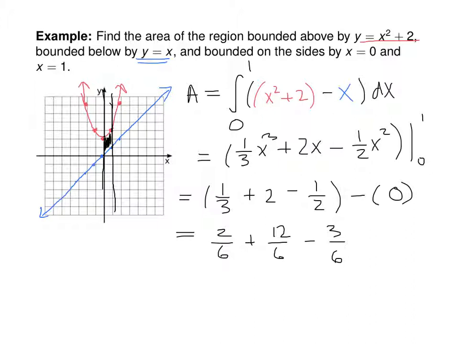is 11/6. And as we said earlier, that area is approximately 2, so since 11/6 is approximately 2, that sounds like a reasonable solution. Alright, so in that particular example, we were given the left and right bounds. And the next one will be a little bit different.